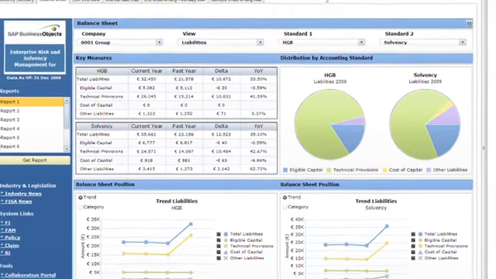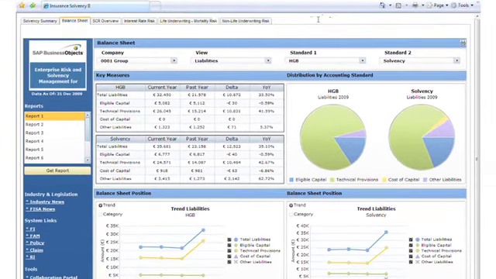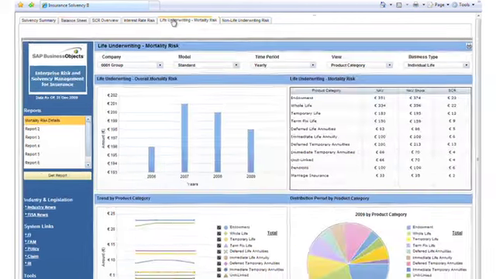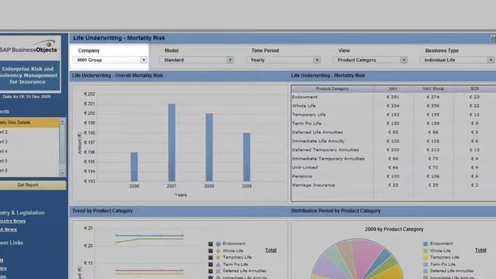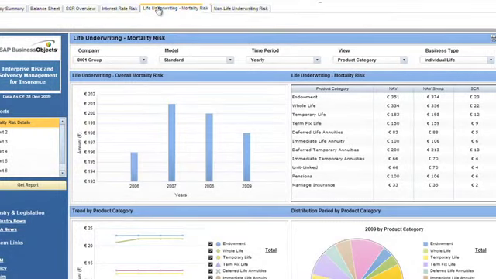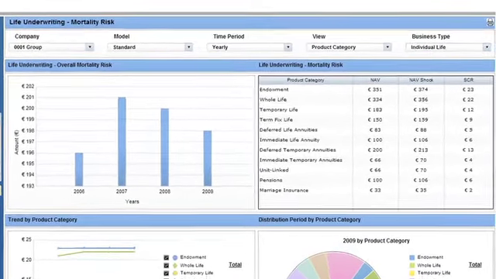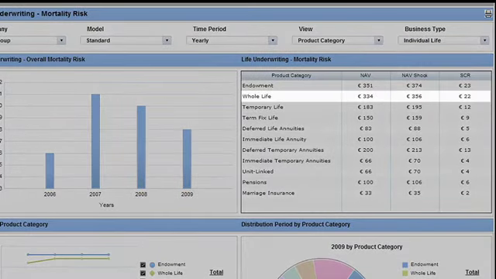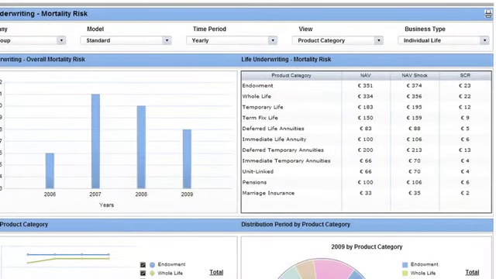We've already seen previously from our summary dashboard that the most likely cause is our life underwriting business. So, let's take a look at our life underwriting risk dashboard. Our selectors include company, time period, risk model type, view, such as product category, and business type, or key underwriting attributes such as age. We select individual products. Let's review our breakdown of the various products within this category: endowment, whole life, etc. You can also view the net asset value, or NAV, the shock factor applied to the net asset value, and the resulting impact of the solvency capital required, or SCR, by product.